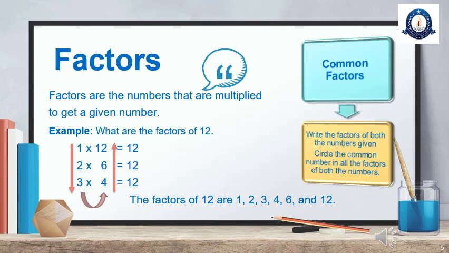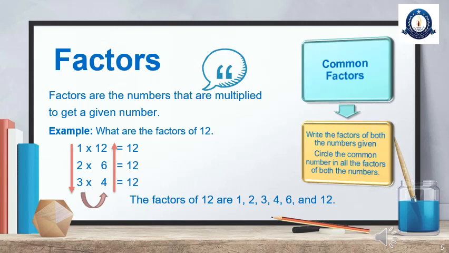Now look at how we will write the factors. Make an arrow in this way. First make an arrow down and then move from down to up. The factors will be in order from least to greatest. So the factors of 12 are 1, 2, 3, 4, 6 and 12. These are the factors of 12.